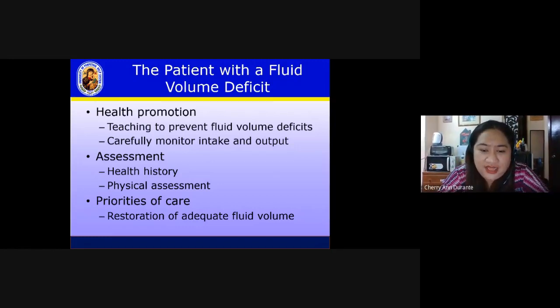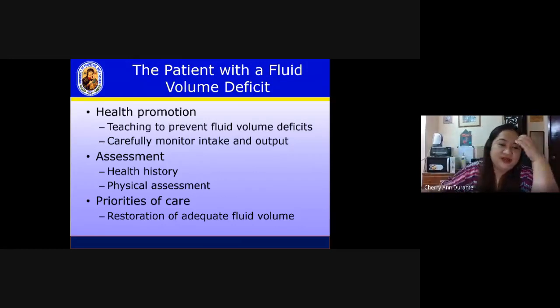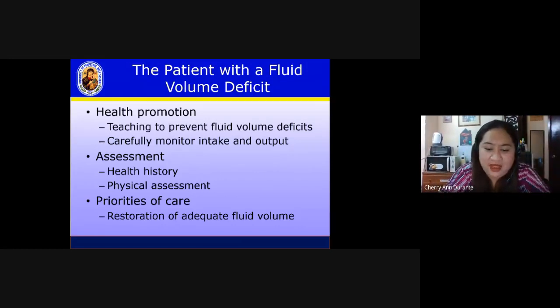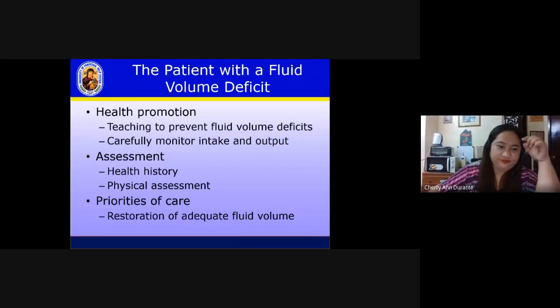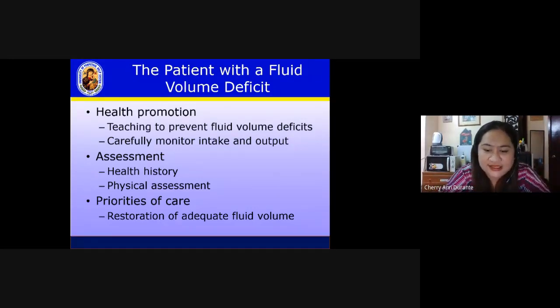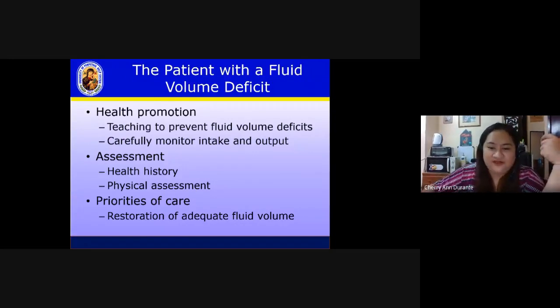Pero that UTI can still ascend. Ascending infection. So, aakyat siya sa ureters, papunta sa kidneys. So, meron ka na ngayong upper UTI, upper urinary tract infection. Meaning, ang medical term natin is pyelonephritis. Ayan. Kapag lower UTI, ang term natin ay cystitis. Because it's the bladder that is inflamed.